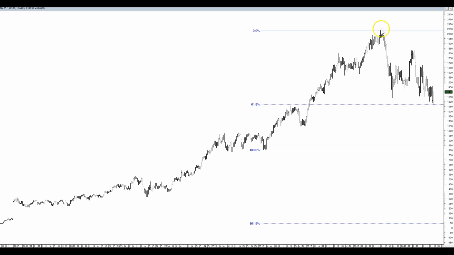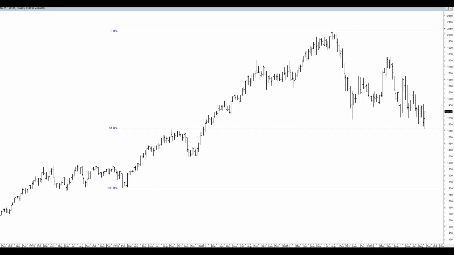And from there, it had a sharp fall, a three-wave rise, and another fall. Now, this whole fall from here to here retraced 61% of the previous five-wave rise. So we have a classical five up and three down. Now remember, this is a weekly chart.